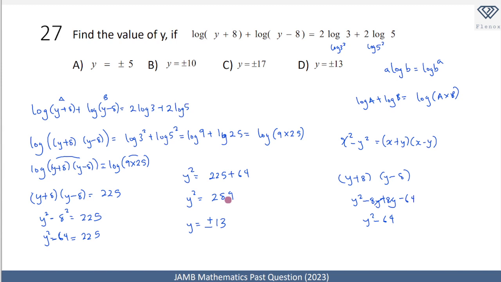Oh sorry, the square root of 289 is 17, not 13. My bad, apologies. So you have plus or minus 17, because 17 times 17 will give me 289, and minus 17 times minus 17 will also give me 289, and that makes option C the correct option.